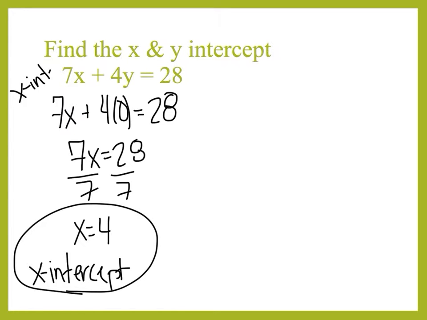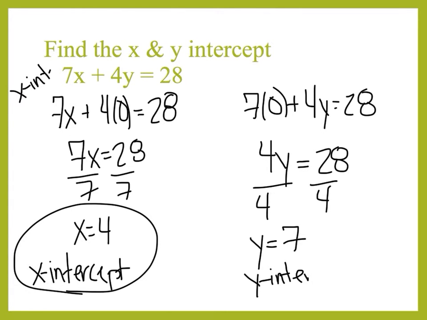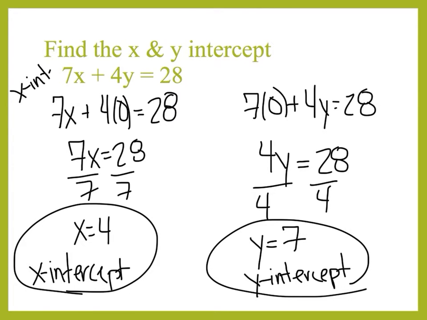Now let's find my y-intercept. Well, if y equals 0 for my x-intercept, x equals 0 for my y-intercept. So we're going to go 7 times 0 plus 4y equals 28. This makes 4y equal to 28. Divide by 4, and y equals 7. And that is my y-intercept. So that would be a way I find my x and y-intercept. You can see that it's already in standard form: AX plus BY equals C.